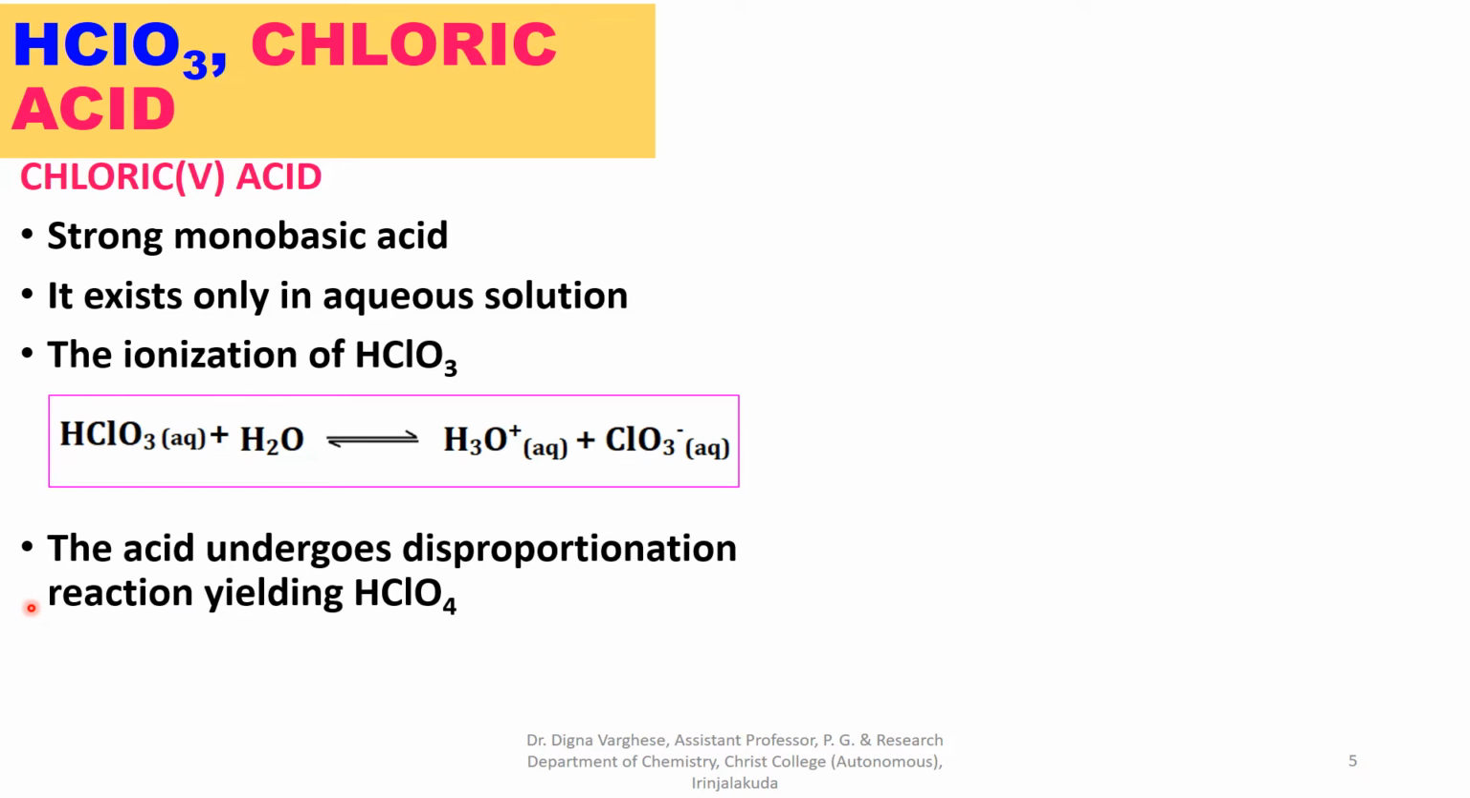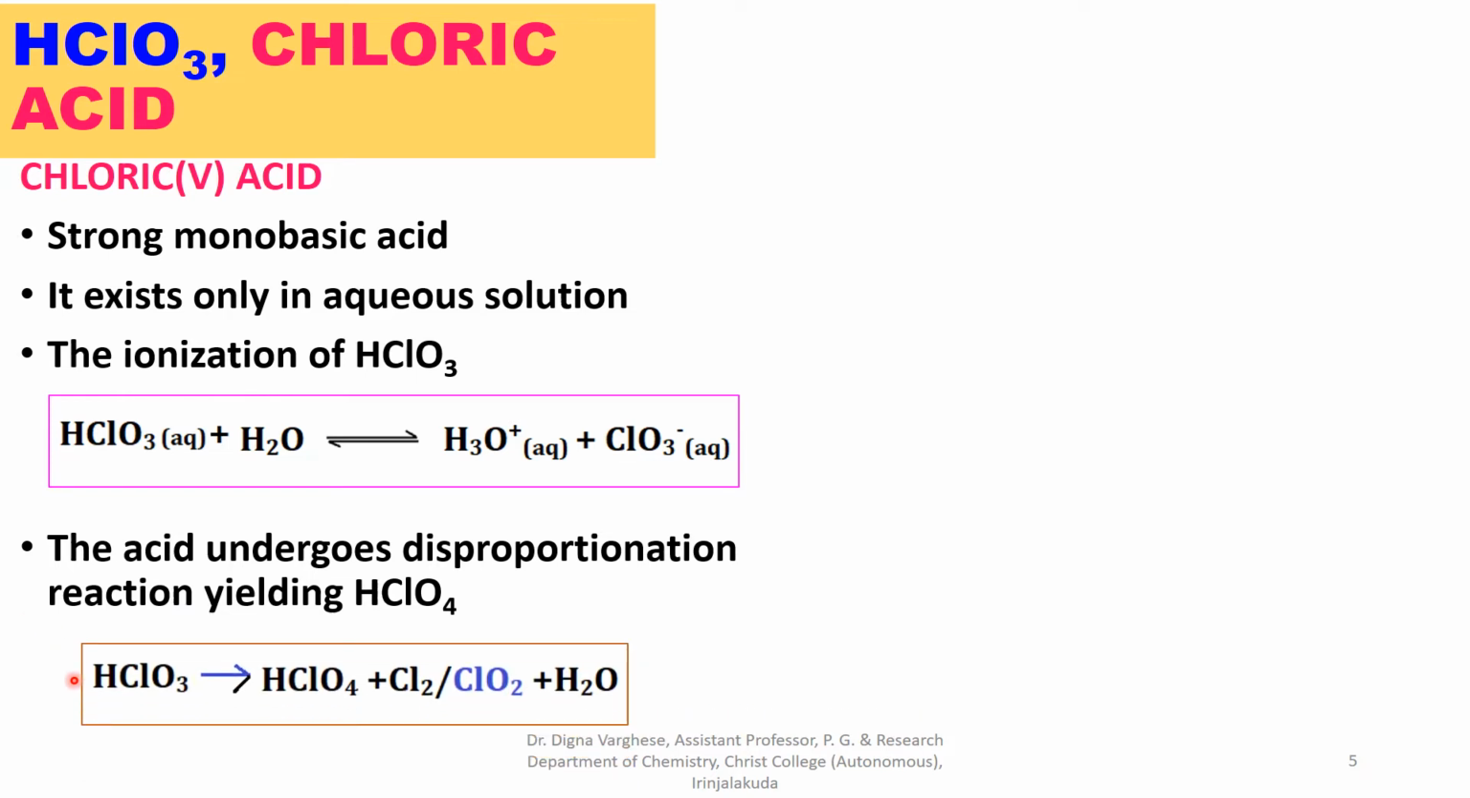The acid undergoes a disproportionation reaction yielding perchloric acid. That is, chloric acid HClO3 undergoes disproportionation giving perchloric acid, chlorine, sometimes we will get chlorine dioxide instead of chlorine, and oxygen and water. Okay.